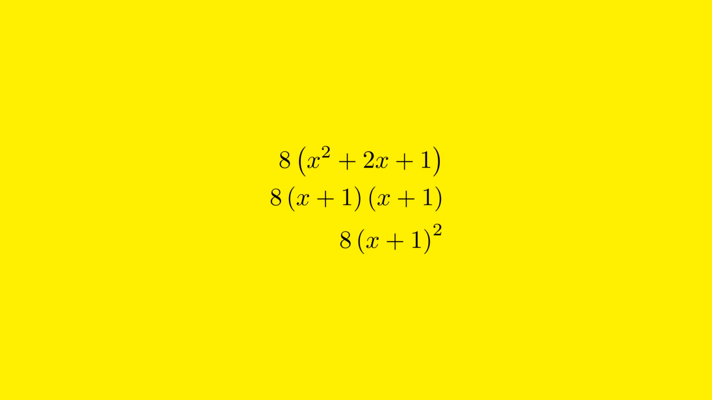Now the original expression 8 multiplied by x squared plus 2x plus 1 can be written as 8 multiplied by x plus 1 multiplied by x plus 1. Since x plus 1 is repeated, we simplify this further to 8 multiplied by x plus 1 squared. This gives us the final form 8 multiplied by x plus 1 squared, which is the simplest form of the given problem.